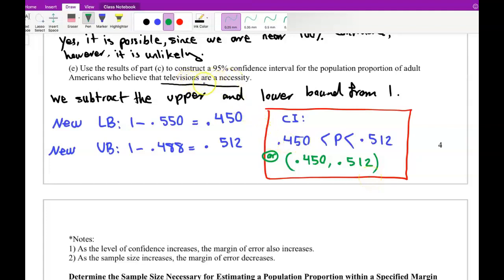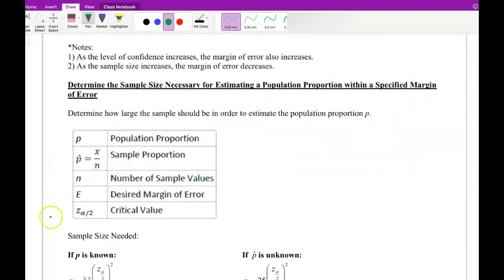So what we have here was that it is necessity, but that means this is not luxury. And that is the opposite of part C. Okay, now here again we have this part.